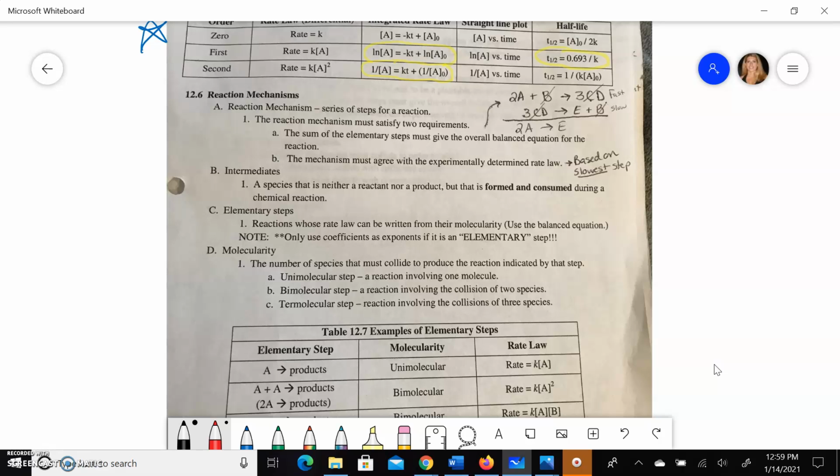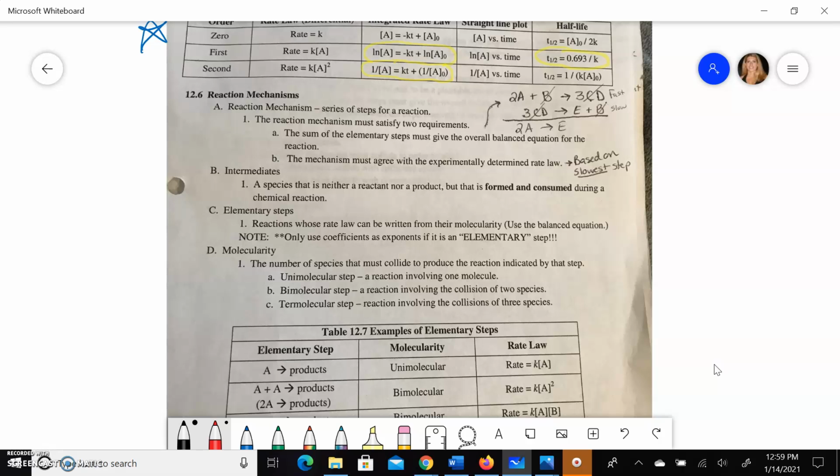And so scientists will come up with possibilities, and those possibilities have to satisfy two requirements. First of all, the sum of the elementary steps, that's the small steps that equal the overall, they have to add up to give the overall balanced equation. So if you remember Hess's law, where you can cancel things that are on either side of the arrow, they have to add up to give you the final overall reaction.